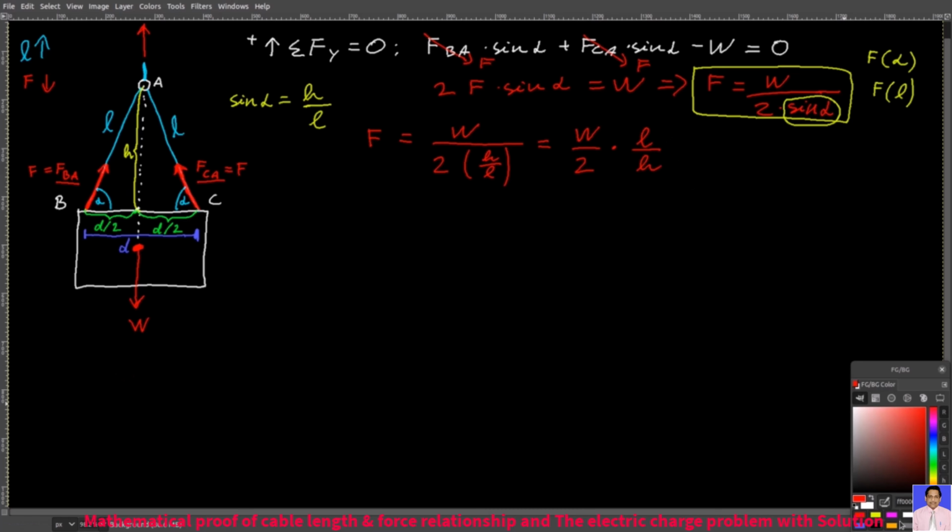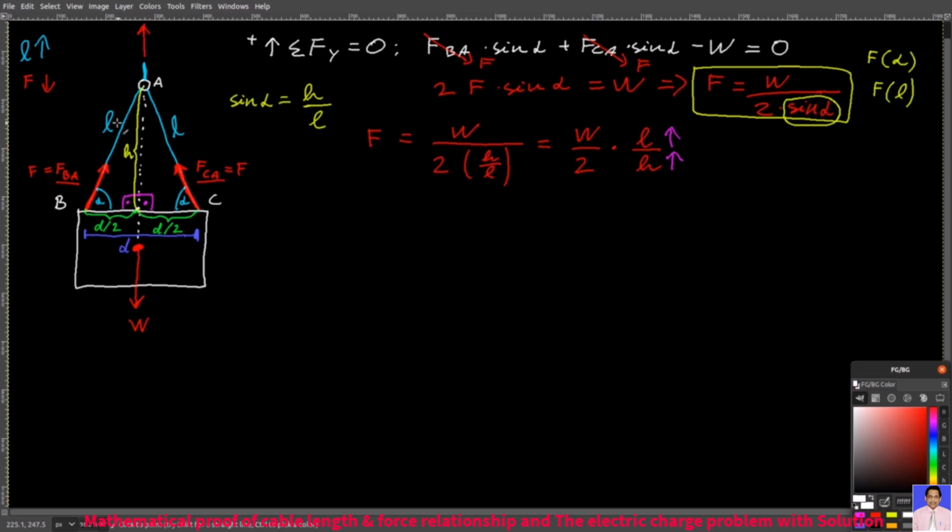However, right now, it's not obvious that longer cables mean less force. That's because if L increases, then h also increases. However, what we have here is 2 right triangles. One is here and the other one is here.